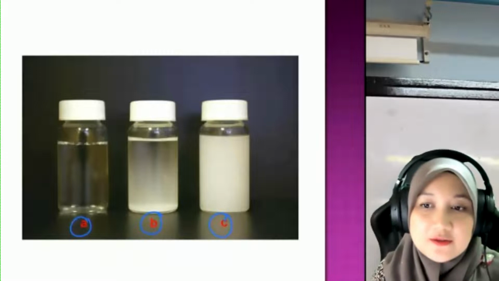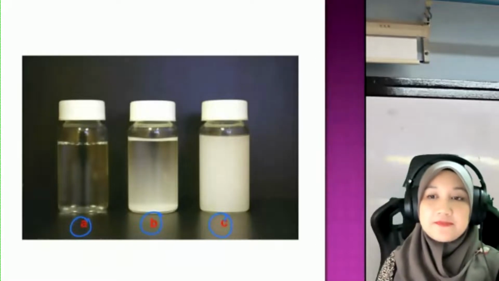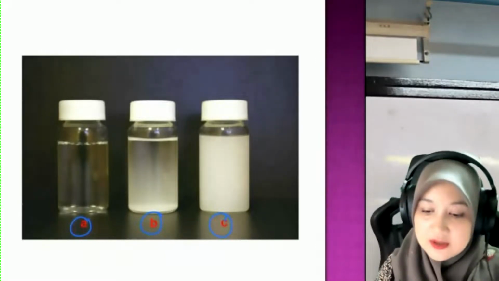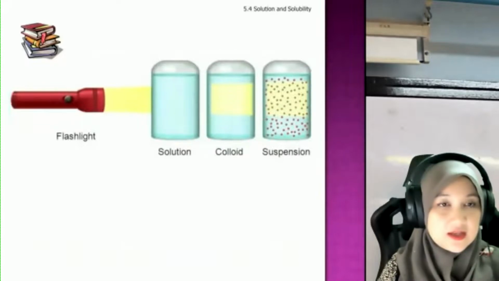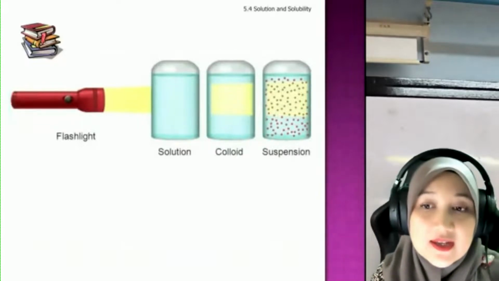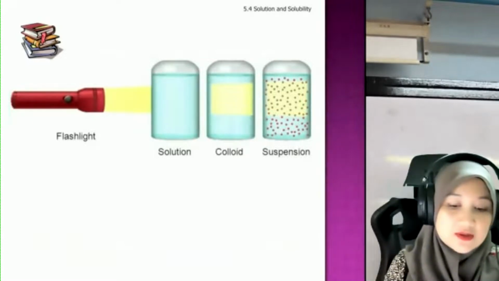Okay, A is solution, B is colloid, C is suspension. Very good, Weihan. Okay, thank you very much. So what is the answer? In here, if you want to test whether it is a solution, colloid, or suspension, you just use a torchlight.